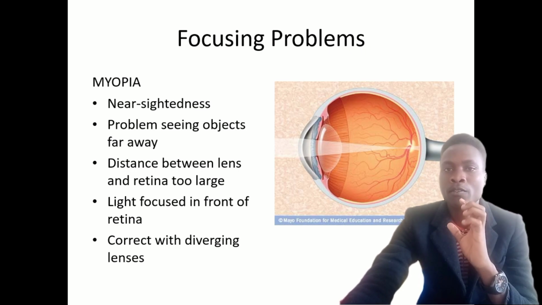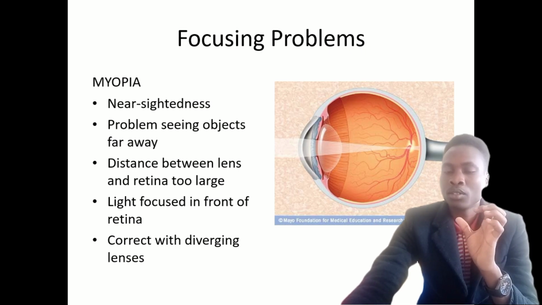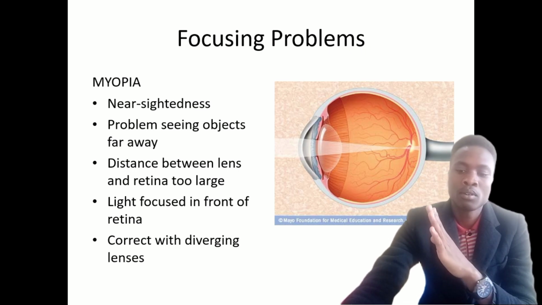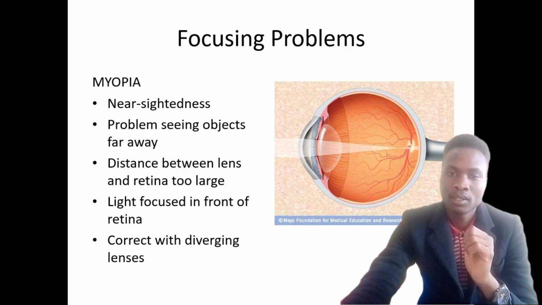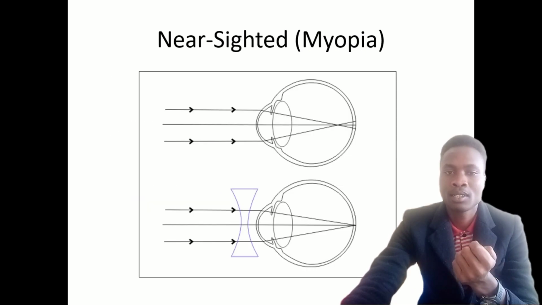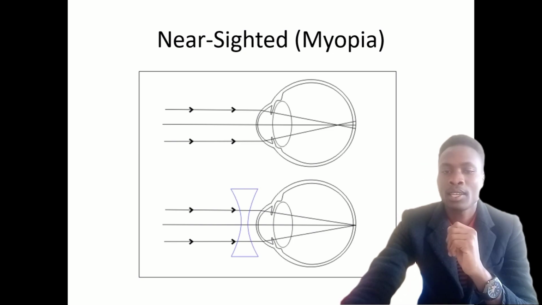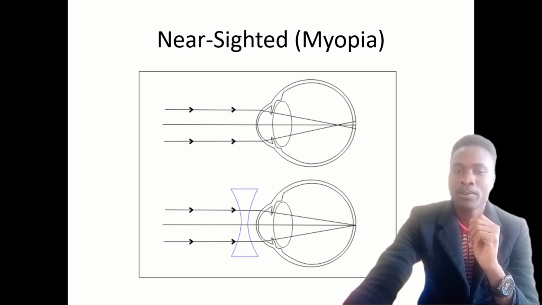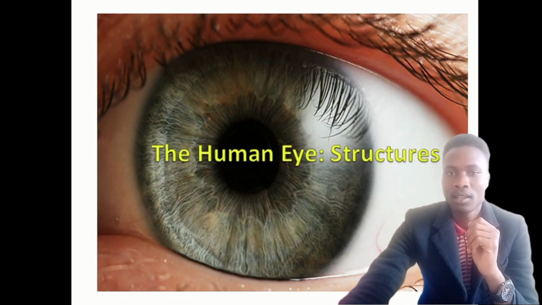Here, images are formed before the retina, where they should be formed. This can be corrected by using a diverging lens. As you can see, this is what the diverging lens looks like. That is the correction of myopia, or nearsightedness.